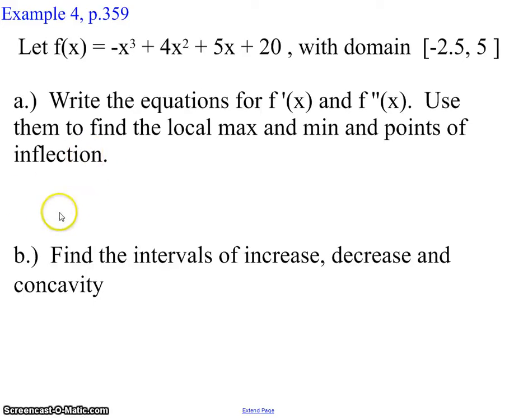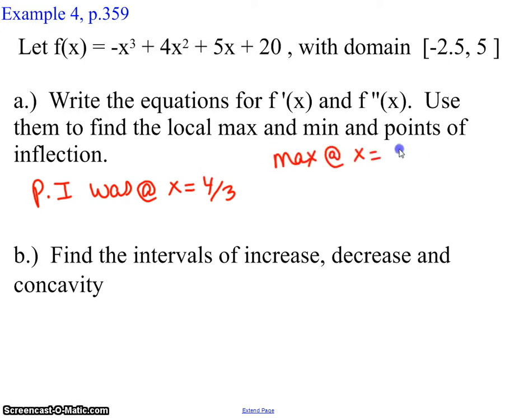Okay, so we left off on part A where it's asking for the points of inflection and the local max. We found that the point of inflection was at x equals positive 4/3. And we found that the max was at x equals 3.189. The minimum was at x equals negative 0.523.